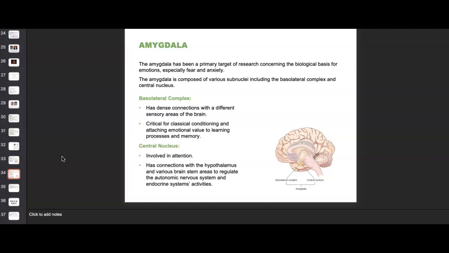The central nucleus of the amygdala, however, is involved in attention, has connections with the hypothalamus and various brainstem areas to regulate the autonomic nervous system and endocrine system activities. Paying attention, being stimulated by our neurotransmitters in order to provide attention.